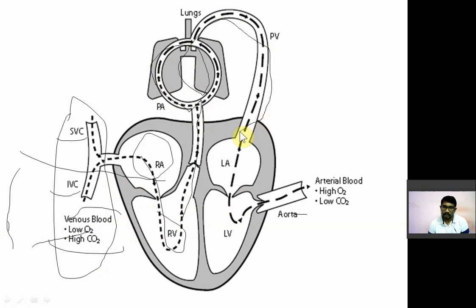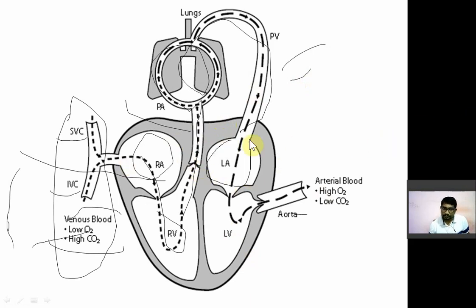This is the pulmonary artery, and this is the pulmonary vein. There is an exception. Most of the arteries carry oxygenated blood, but the pulmonary artery carries deoxygenated blood. Most of the veins carry deoxygenated blood, but the pulmonary vein carries oxygenated blood. Now, oxygenated blood or pure blood is there in the left auricle or left atrium.